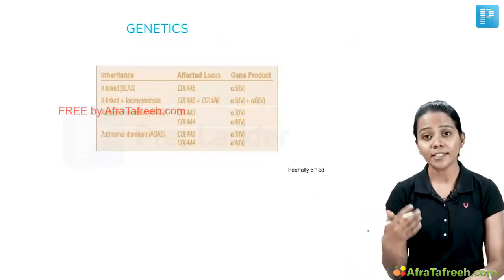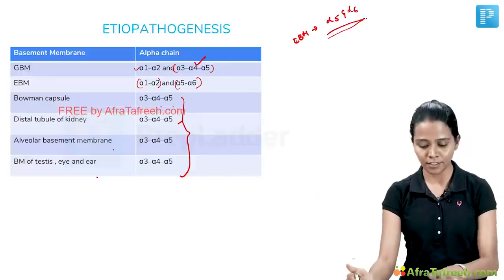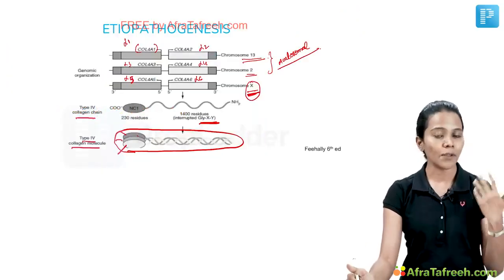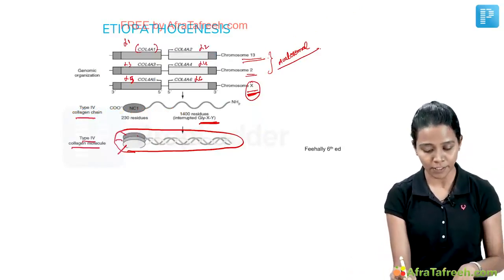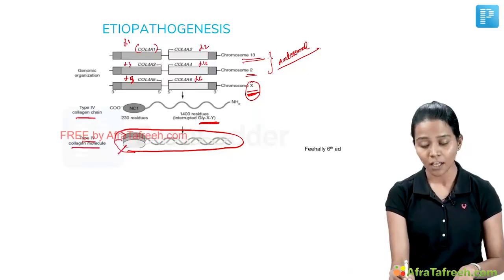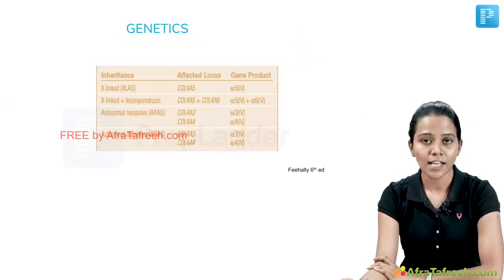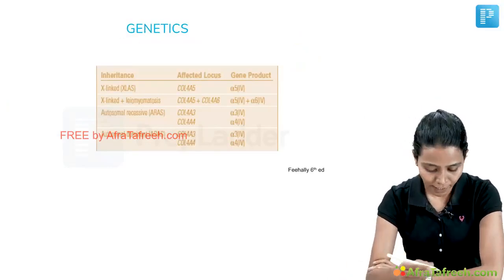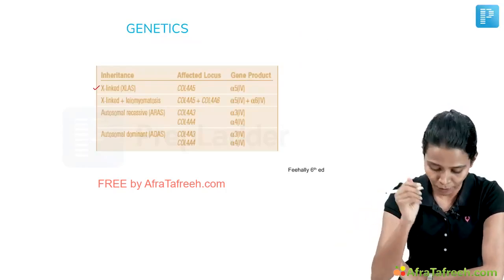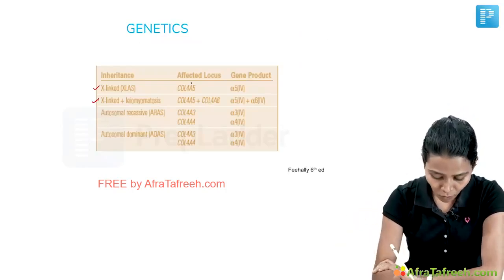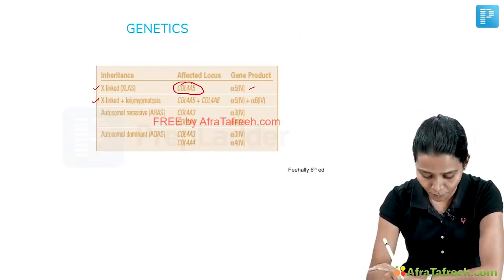Now, what are the genetic inheritances of Alport syndrome? Like we saw in this diagram, it can be autosomal inheritance or it can be X-linked inheritance, right? Because of the presence of the gene in the X chromosome and in autosomal chromosomes. Now, if it is X-linked inheritance, there can be two types. It can be plain X-linked Alport syndrome or it can be X-linked Alport syndrome with leiomyomatosis. Okay. So, in this, COL4A5 is the affected locus. That is, alpha 5 is the gene product.